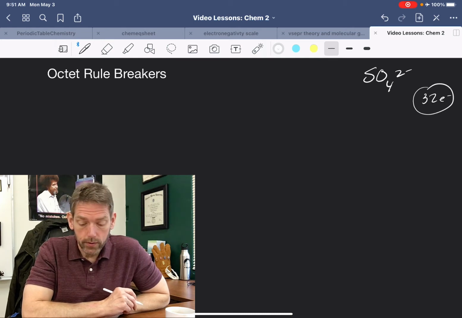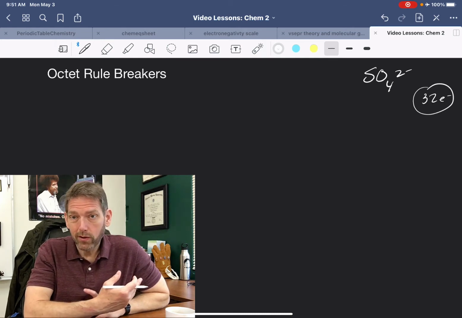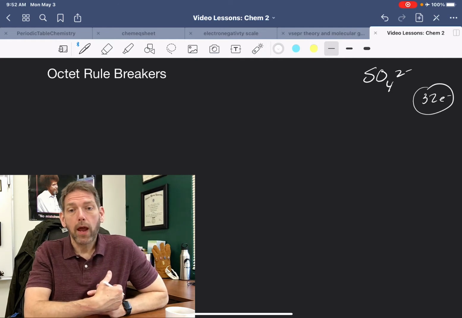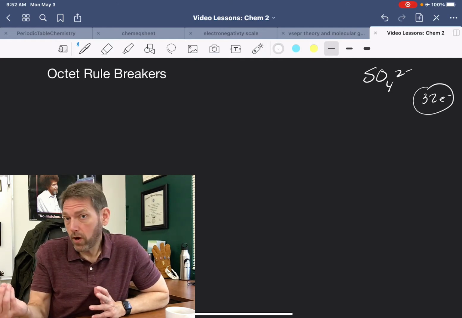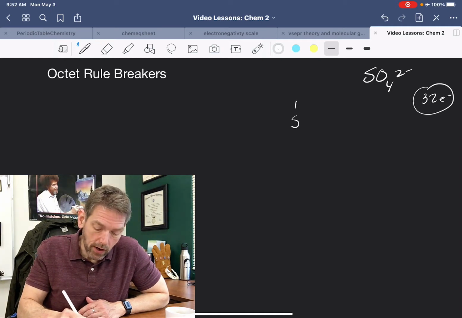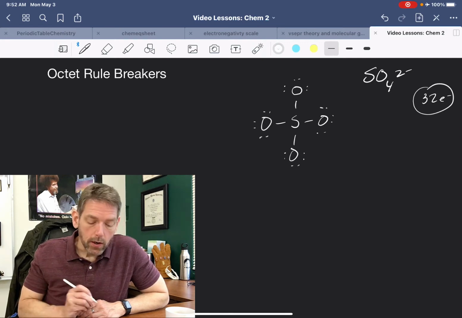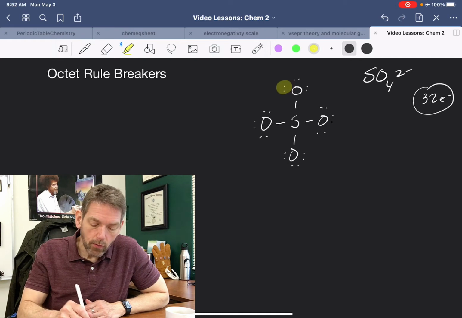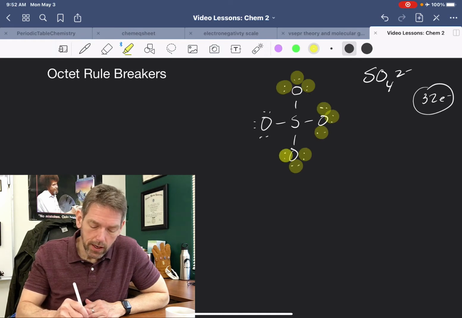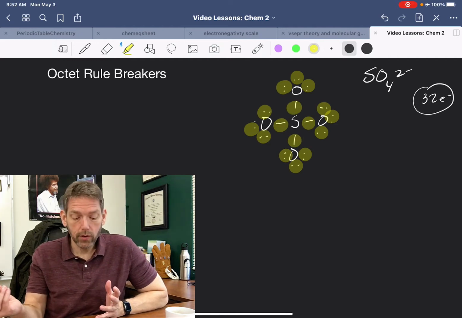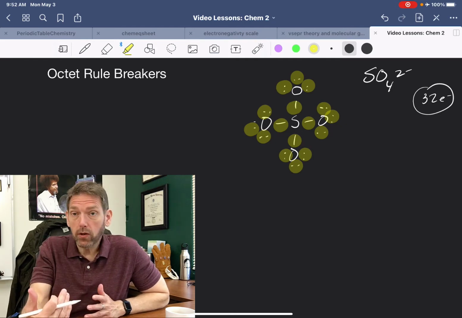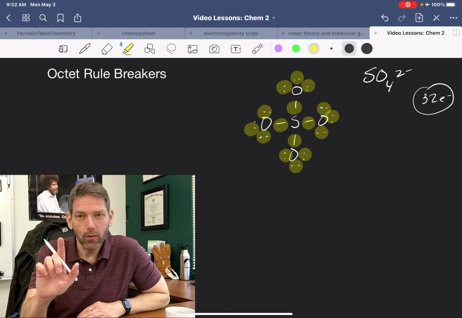So 32 electrons. Rules 2 and 3 are basically bond it together, and then complete it with lone pairs and see what happens until we satisfy our octet. If we do that and satisfy the octet around each of these oxygens, we get 2, 4, 6, 8, 10, 12, 14, 16, 18, 20, 22, 24, 26, 28, 30, 32. We got the octet rule satisfied around every atom. This looks good. But wait, there's more.